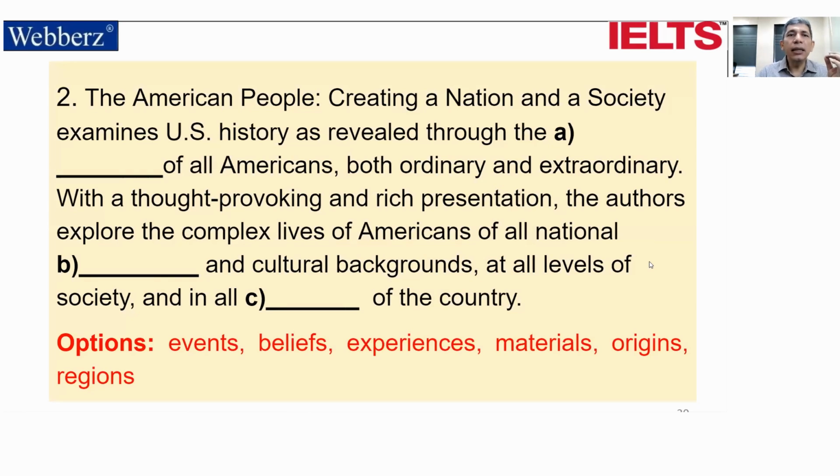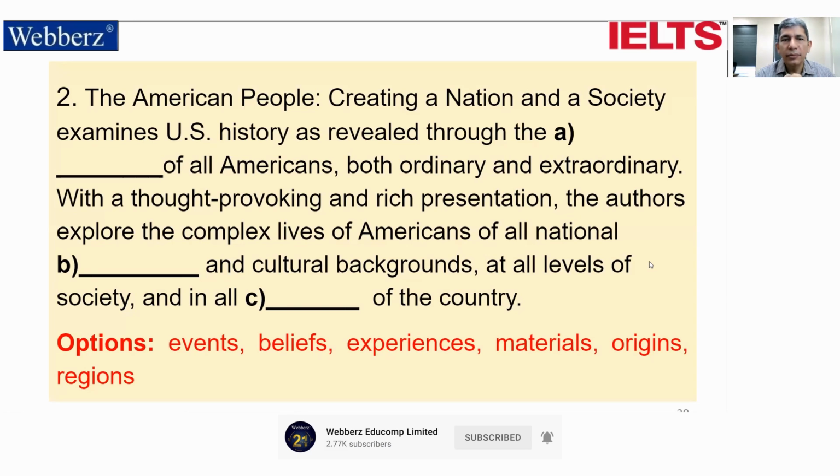This is the American people, creating a nation and a society. It examines US history revealed through the dash of all Americans. Just a second, I'll give you the chance. Start reading, Sayyid. All Americans, both ordinary and extraordinary, with a thought-provoking and rich presentation.